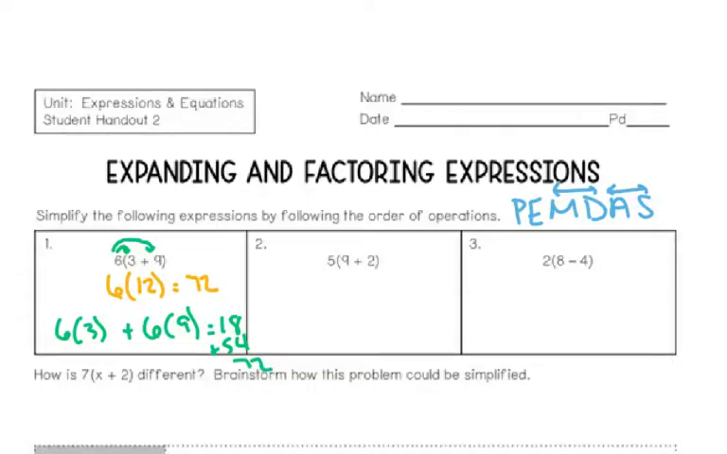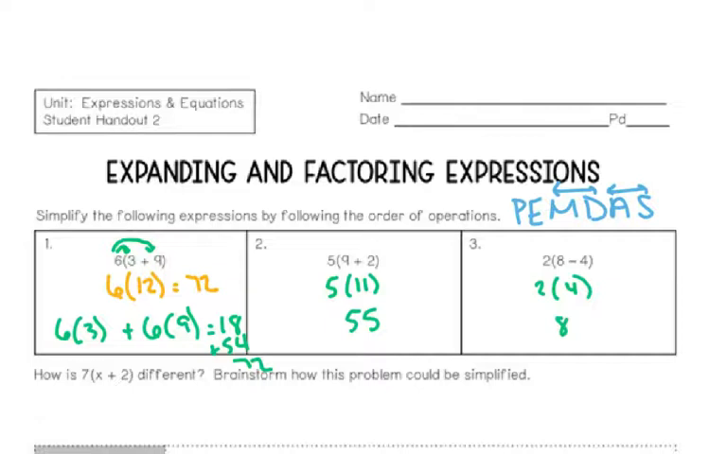Let's go ahead and look at number 2 together. Here I see inside the parentheses I have 9 plus 2, so I can simplify that to 11, and I've still got that 5 outside of the parentheses. And now I know I just have 5 times 11, which is 55. Go ahead and pause the video and try number 3 on your own. Press play when you're ready to check with me.